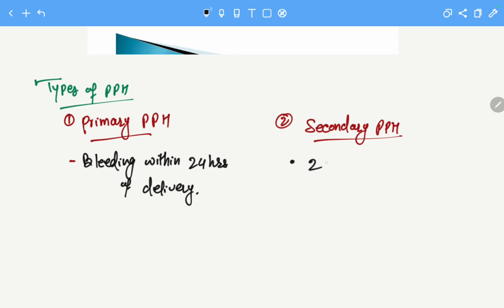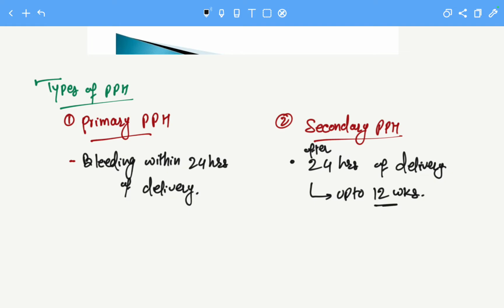If there is any bleeding after 24 hours of delivery, this is known as secondary PPH, and this can be up to 12 weeks. If there is any bleeding after 24 hours and before 12 weeks, this is known as secondary PPH, okay?